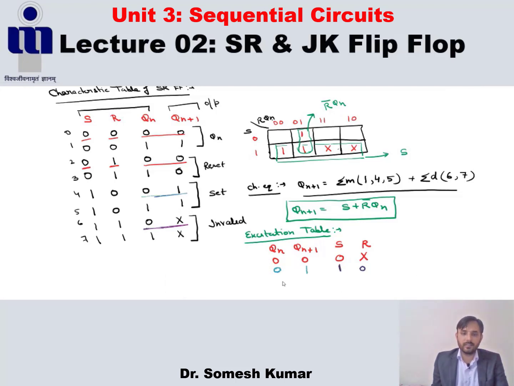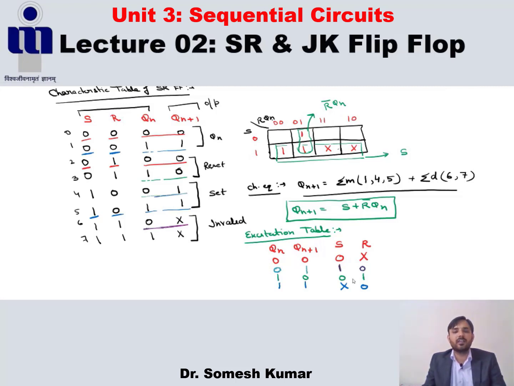So the next possible case is Qn is 1, Qn plus 1 is 0. So which case is here? This case. Fine. So here S is 0, R is 1. And the next possible case is both Qn is 1 and Qn plus 1 is 1. So this is that case and the other is this case. So in both the cases R is 0, and what about S? S is at one time 0 and the second time 1. So it becomes the don't care.